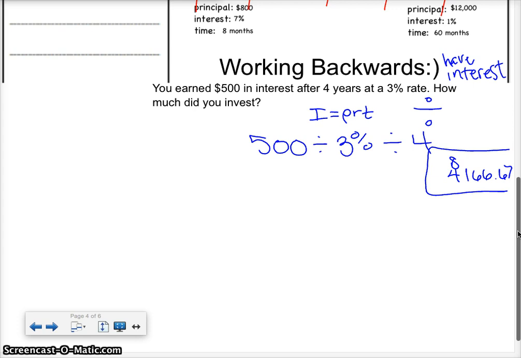I have 45 seconds to show you the algebra way to do this. So easy way, just divide. Say, oh, I got to work backwards. So instead of multiplying, I'll divide. Order doesn't matter. Okay? Just like multiplying order doesn't. Because if you went 500 divided by 4 divided by 3%, you'd get the same answer. Okay? You get the exact same.